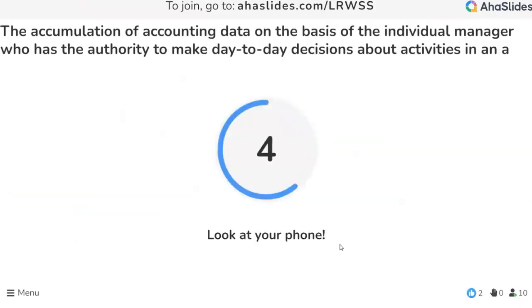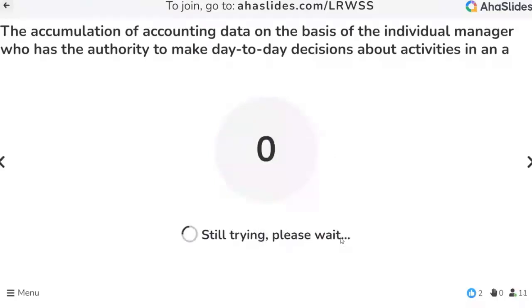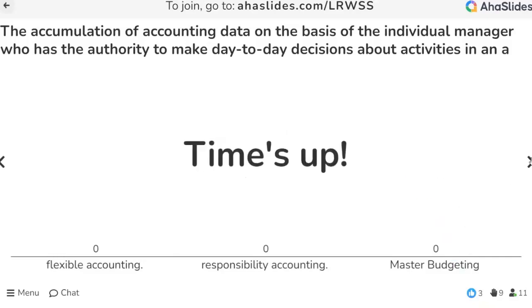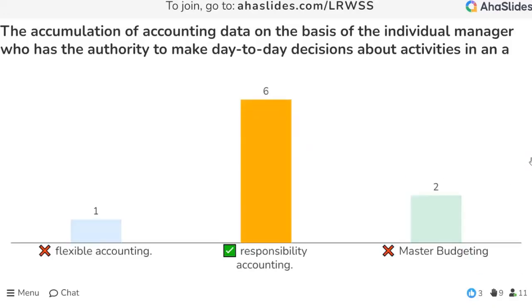The accumulation of accounting data on the basis of individual managers responsible for day-to-day activities and decisions about the activities is flexible budgeting, responsibility accounting, or master budgeting? The accumulating of accounting data based on the individual managers who have the authority to make that. And the answer is, yeah, of course, it's responsibility accounting. It's not master budgeting. Flexible budgeting, I know.